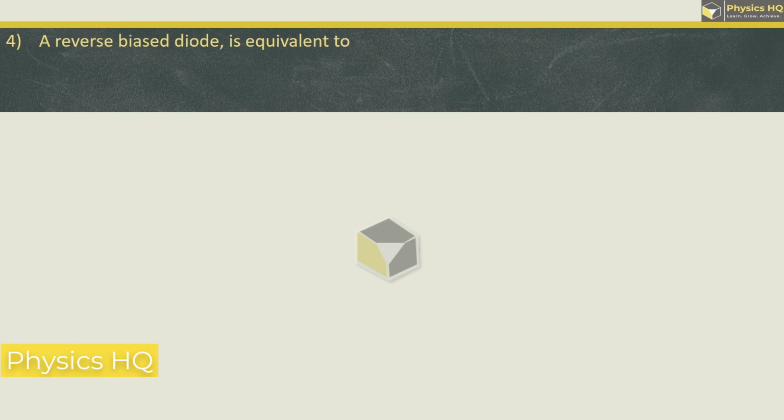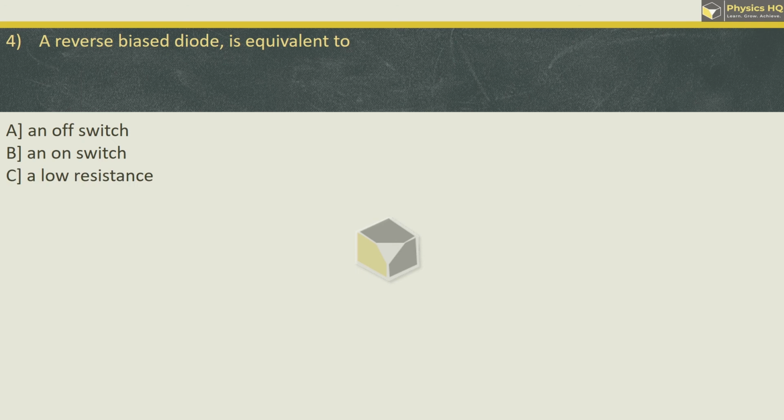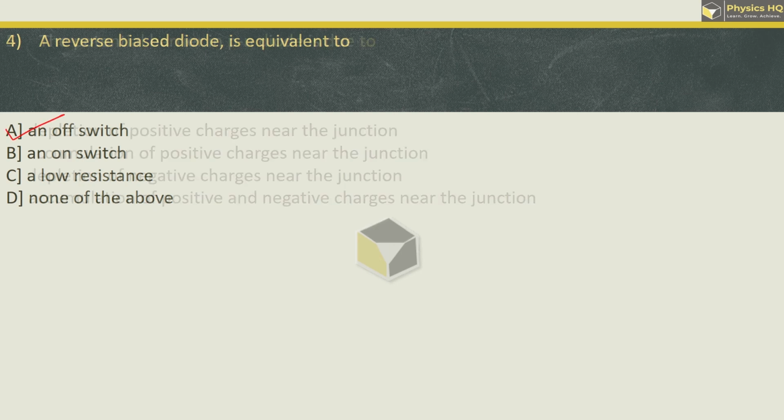A reverse bias diode is equivalent to a off switch, on switch, a low resistance, none of this. So in a reverse bias diode, current that is flowing is negligible and we can consider it as an off switch. So the correct option is option A.